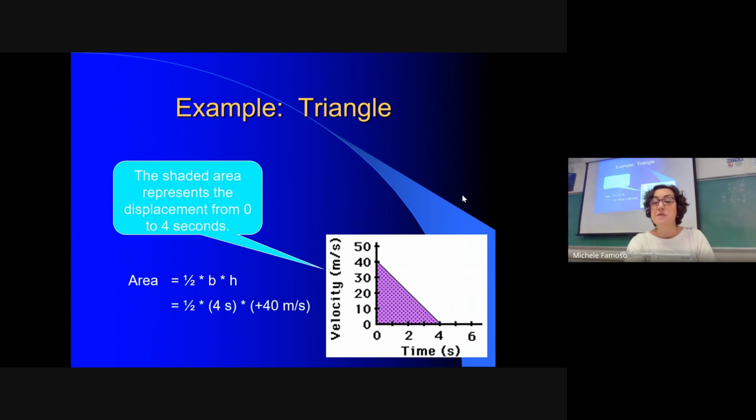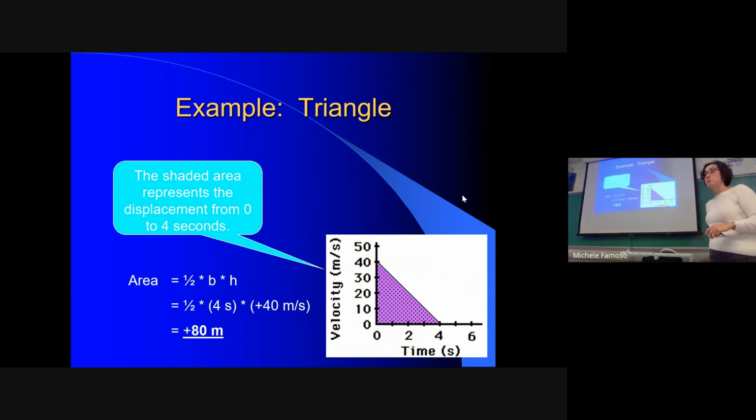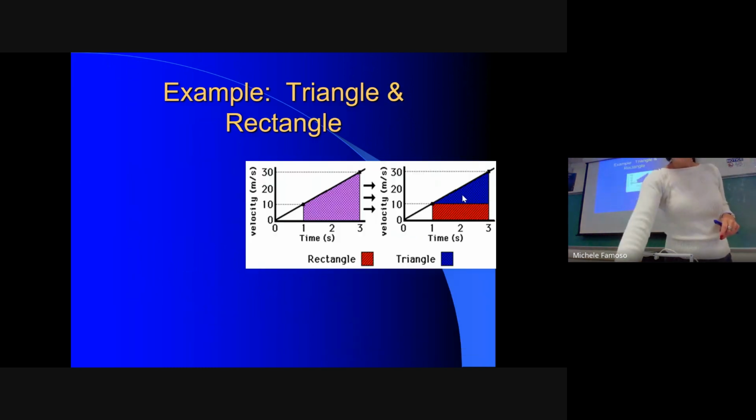So I would do half of 4 seconds times the positive 40 meters per second, which would give me positive 80 meters. I would get the same answer this way because the average velocity is the average of 40 and 0. What's the average of 40 and 0? 20. So 20 times 4 is 80. I get the same answer. Either way, it gives you the same answer. The method you prefer to use is up to you.